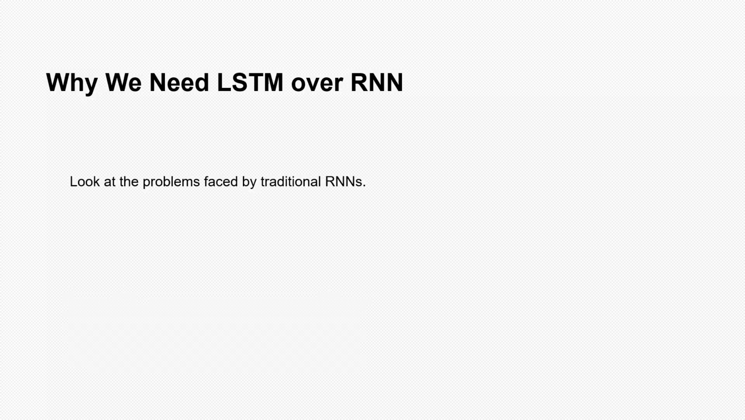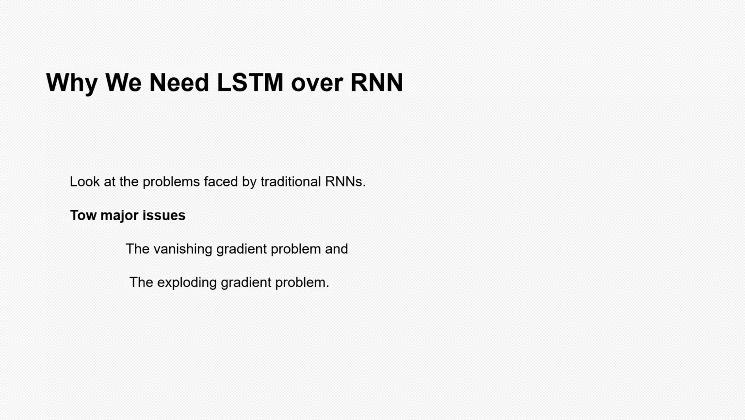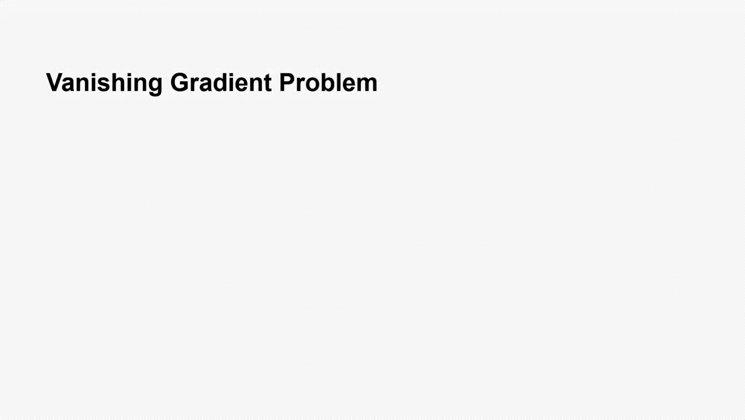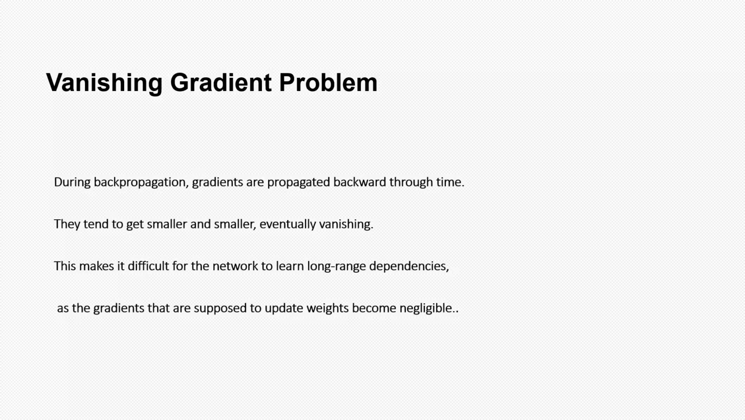So why do we need LSTM over RNN? Though RNN was developed for handling sequence data, everything has some advantages and disadvantages. When the data length becomes longer, RNN cannot perform well. Sometimes two problems occur. One is the vanishing gradient problem, another is the exploding gradient problem. So what is the vanishing gradient problem? Let's look at the theory.